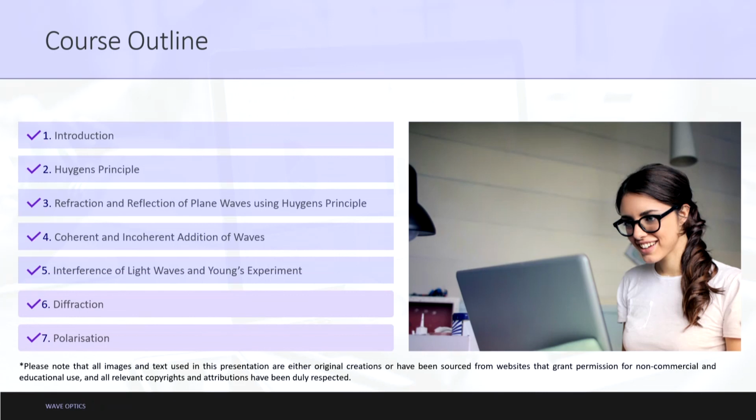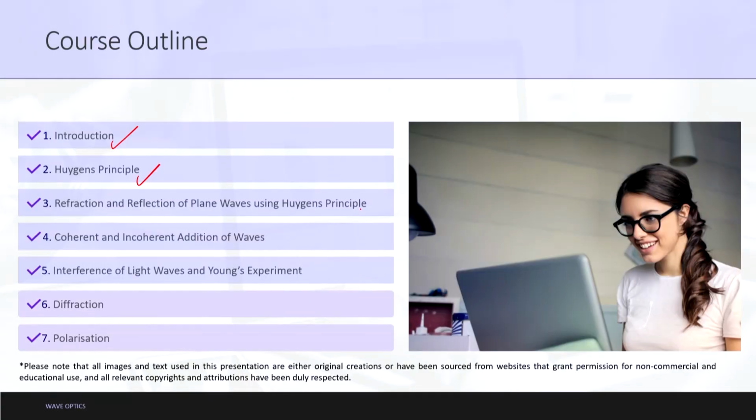Just a little bit of course outline for you. We started with the introduction chapter of wave optics, a little bit about the difference between the corpuscular model of light and the wave theory of light. Then we started with the Huygens principle. In this we first studied the wavefront concept, then how, using Huygens principle, if we know the wavefront at t equal to 0, we can calculate the shape of the wavefront at t equal to tau.